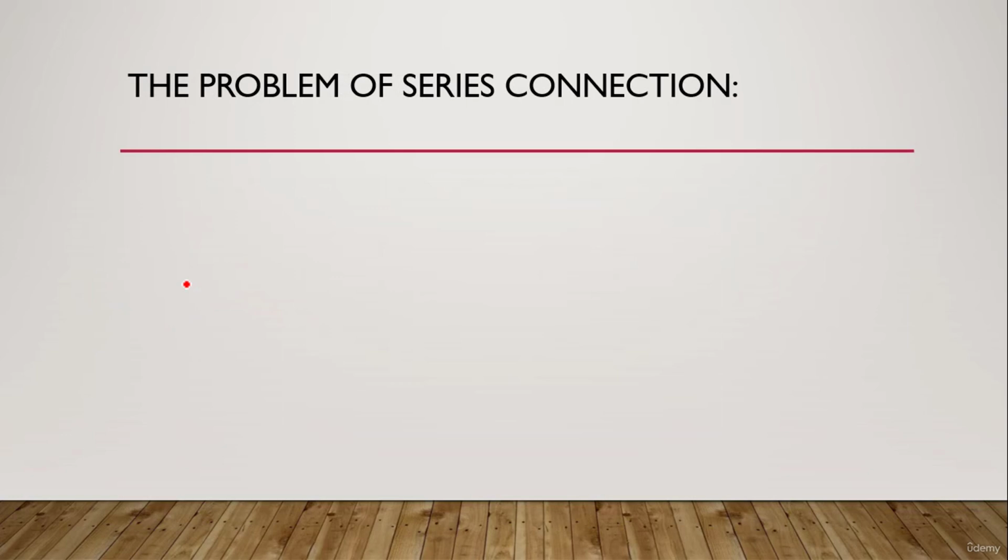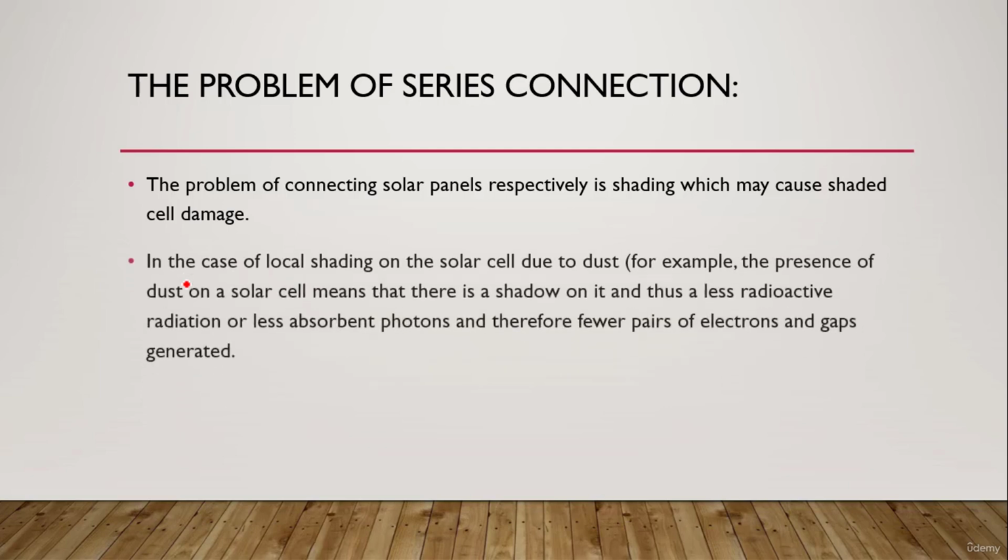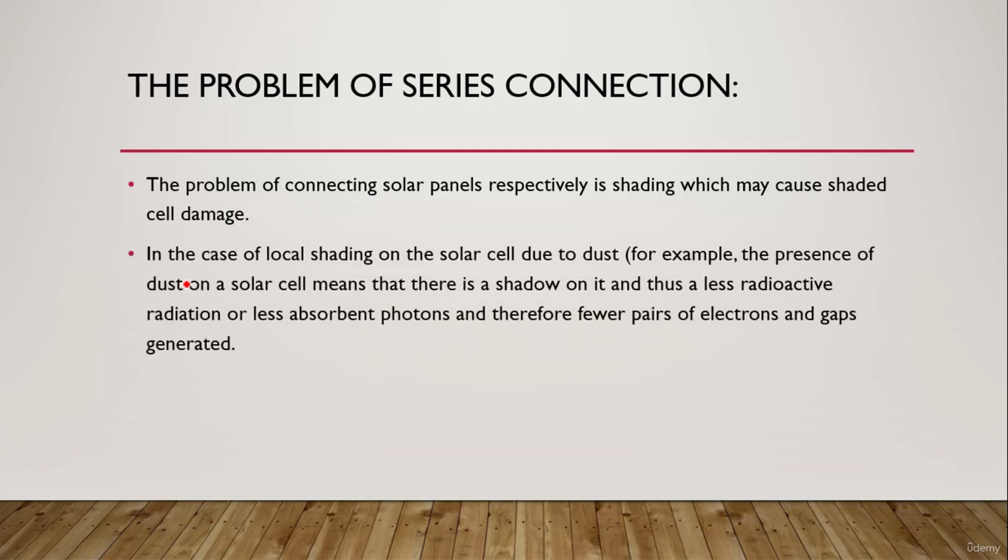What is the main problem with the series connection? The main problem with the series connection is shading, which may cause shaded cell damage. In the case of local shading on the solar cell due to dust, for example, the presence of dust on the solar cell means there is a shadow on it and less radiation, and this means fewer photons are going to fall on the PV cell, causing fewer electron-hole pairs, causing less power produced by this PV module.